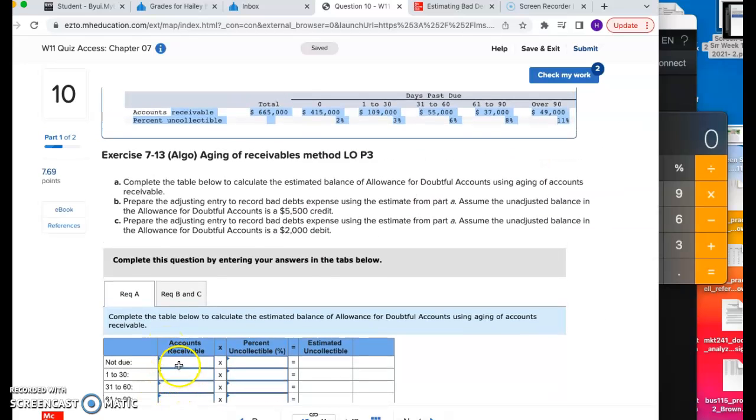So, for the not due part, that is the 0. So we're going to put, I want that to go down. Okay, 415. And then we put the percent uncollectible from this thing right here. Percent uncollectible is 2%. Then it goes to 109. Yeah, so it's pretty simple because you're just looking at the chart and putting it down here.